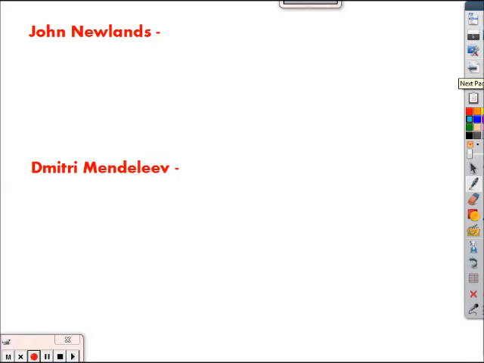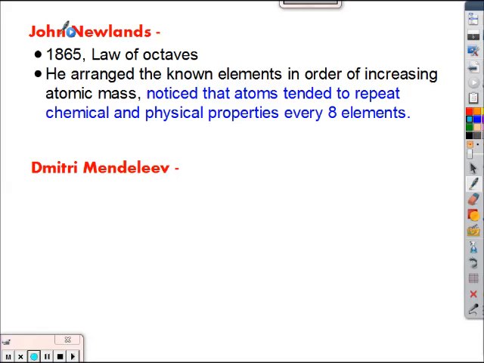Scientists who were responsible for the periodic table development begin with John Newlands. He was an English scientist. In 1865, he came up with the law of octaves. What he found was that atoms repeated their properties every 8 elements, 8 being an octave, if you are musically inclined. They react the same way. If they're a solid or a gas, or they react with a certain thing every 8 elements, it'll repeat how it acts. So he called this the law of octaves.